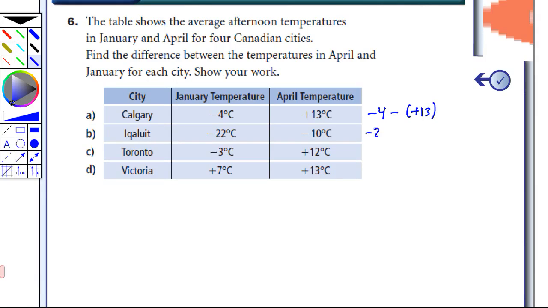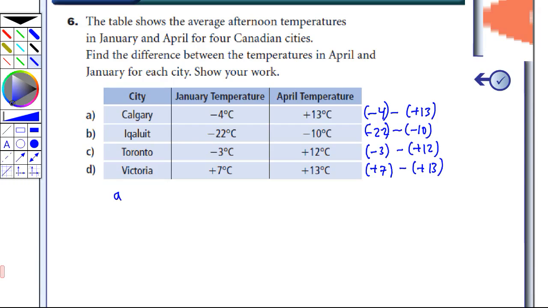Minus 22, this is for Iqaluit, I don't know how to pronounce that. So minus 22, subtract minus 10. I'll put the first integer in brackets as well. For Toronto, minus 3 in January, subtract positive 12 in April. And in Victoria, positive 7, subtract positive 13. I'm going to rewrite all of those down here.